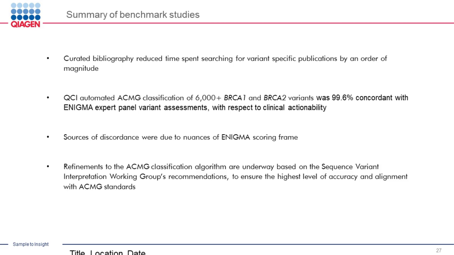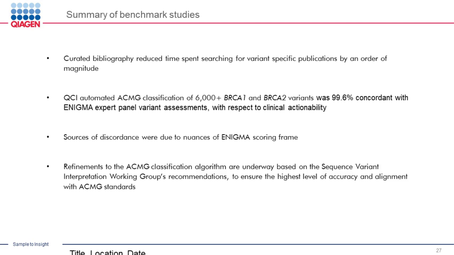So in summary of these benchmark studies, the curated bibliography from the council study reduced time spent searching for variant-specific publications by an order of magnitude. So that addresses the efficiency issue that's faced by the variant scientist. Also, in the Enigma study, QCI automated ACMG classification of over 6,000 BRCA1 and 2 variants resulted in 99.6% concordance with the Enigma expert panel variant assessments.